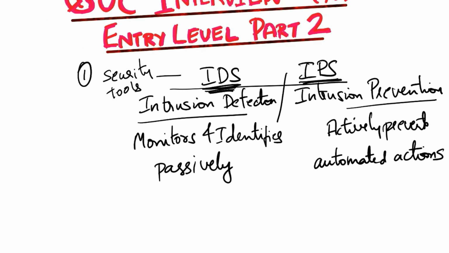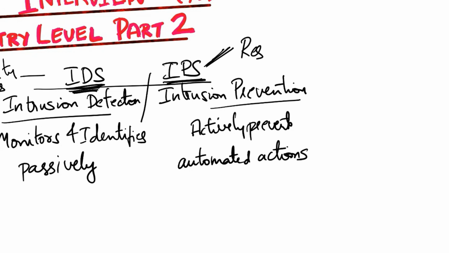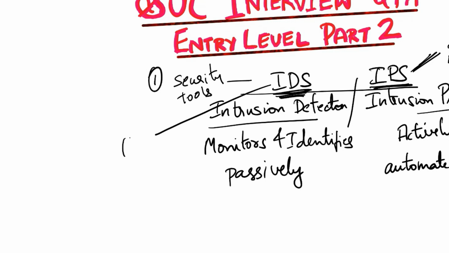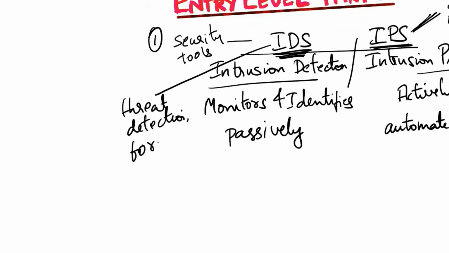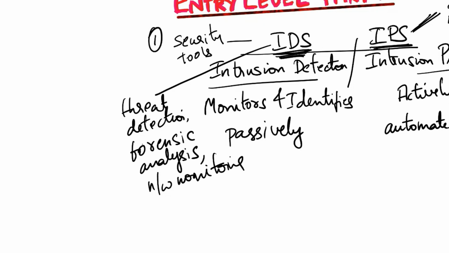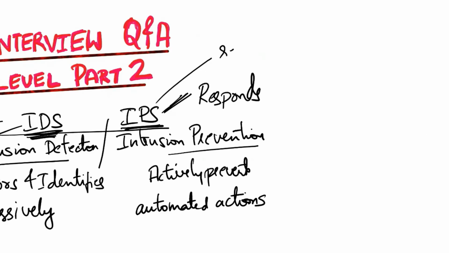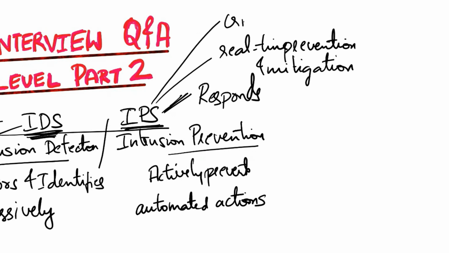IDS will only generate alerts or notifications to inform security personnel about potential intrusions, but does not take any automatic actions to stop the attack. While IPS actively responds to threats in real time, such as blocking network traffic, dropping malicious packets, or resetting connections. IDS is valuable for threat detection, forensic analysis, and network monitoring. So it is mainly used to identify and investigate potential security incidents, whereas IPS is used for real-time prevention and mitigation of threats. So IPS is suitable for protecting critical assets and networks from attacks.